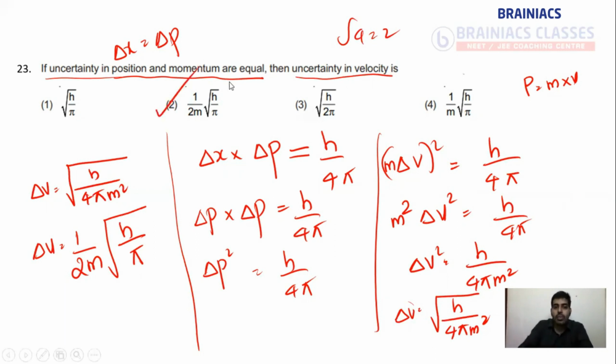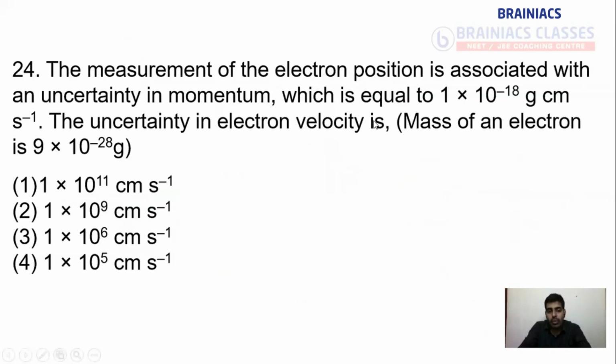I think it's clear. Question number 23 done. Moving on to question number 24. The measurement of an electron position is associated with an uncertainty in momentum, which is equal to 1 into 10 raised to minus 18 gram centimeter second inverse. The uncertainty in electron velocity is. So here uncertainty in momentum is given.